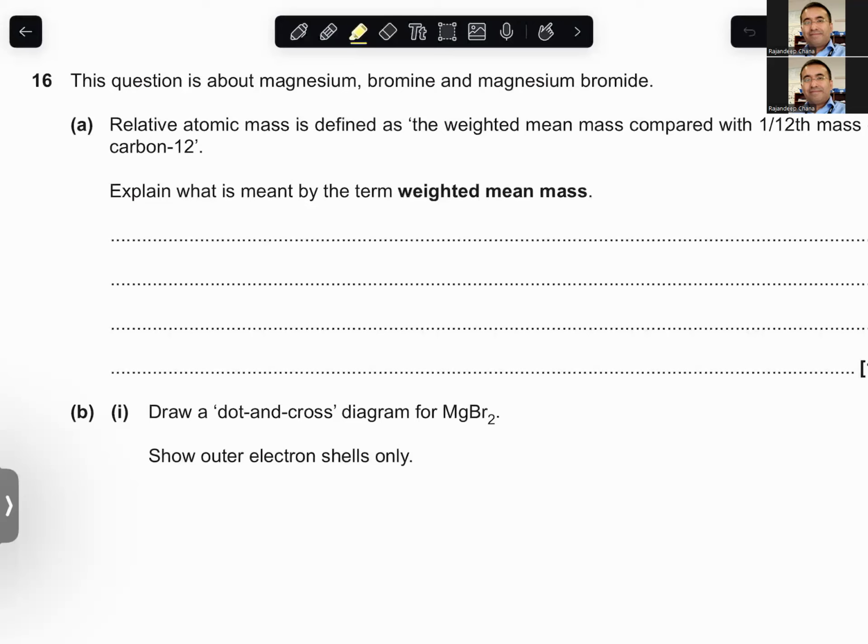We'll be looking at question 16, October 2020 paper. The first question starts off with: this question is about magnesium, bromine, and magnesium bromide.